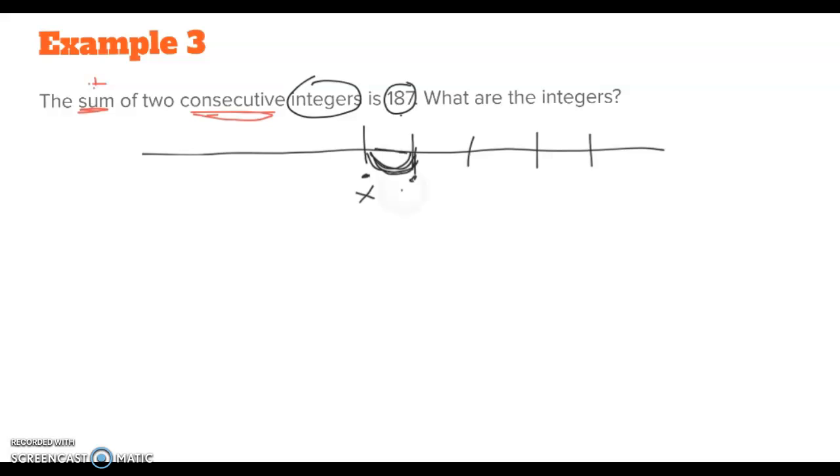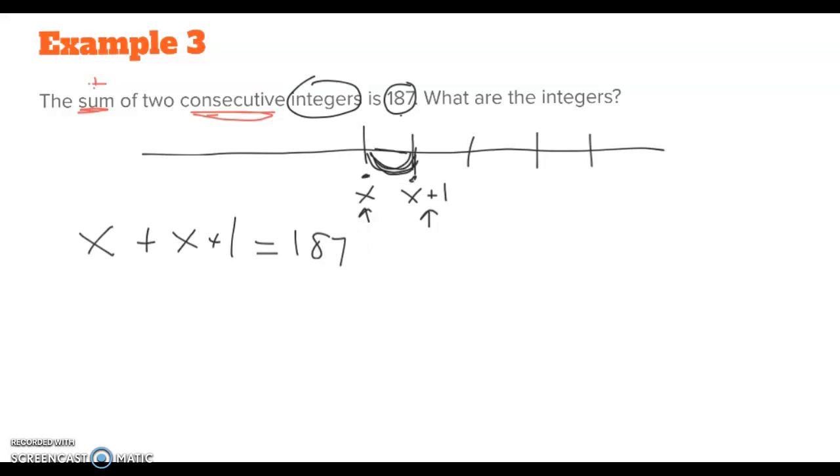I have to go just one number further. So if I start at x, how much farther do I have to go? I have to go one further. So this is my first integer, and this is my second one. So I know that the sum of them, so here's my first integer, x. Here's my second integer, x plus 1, and the sum of them equals 187.